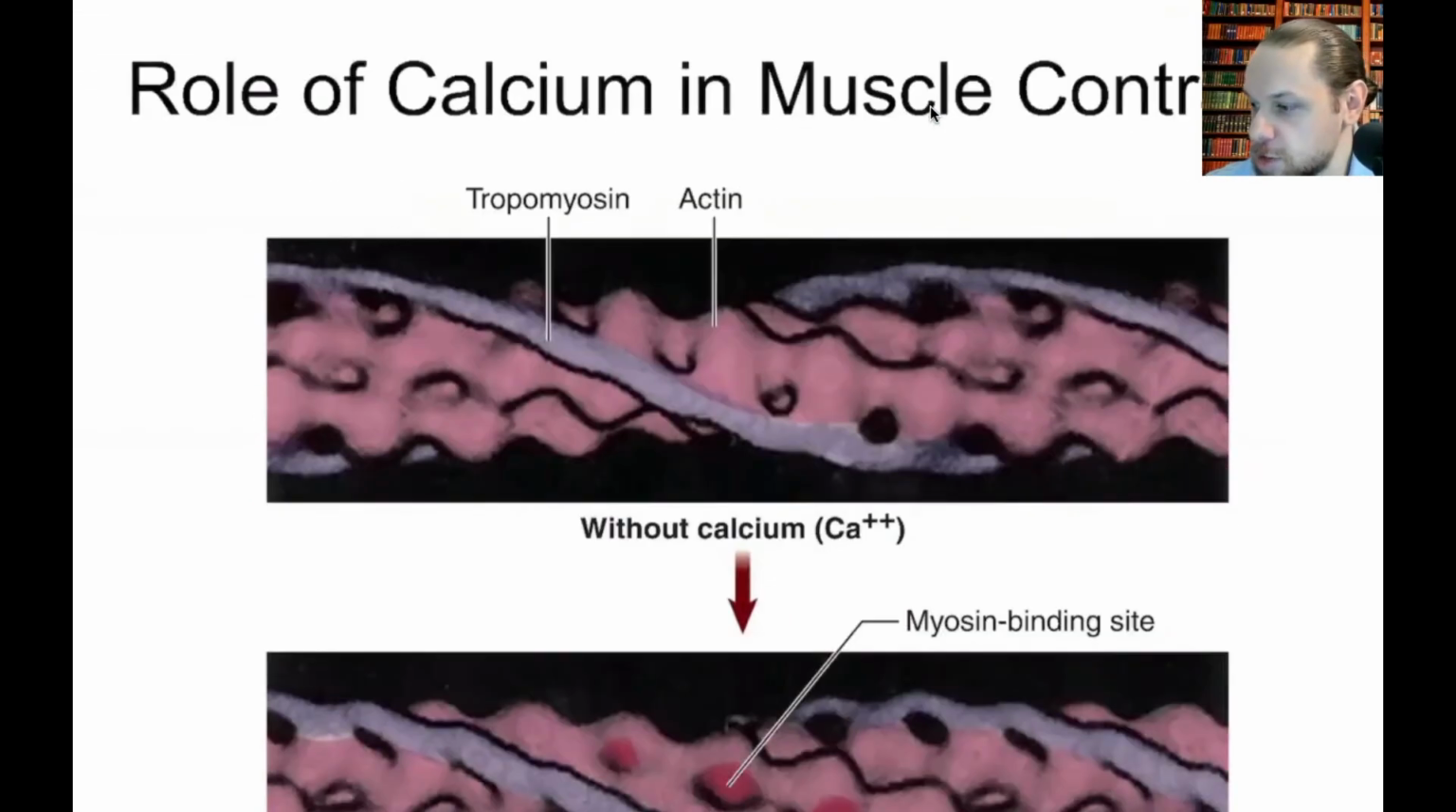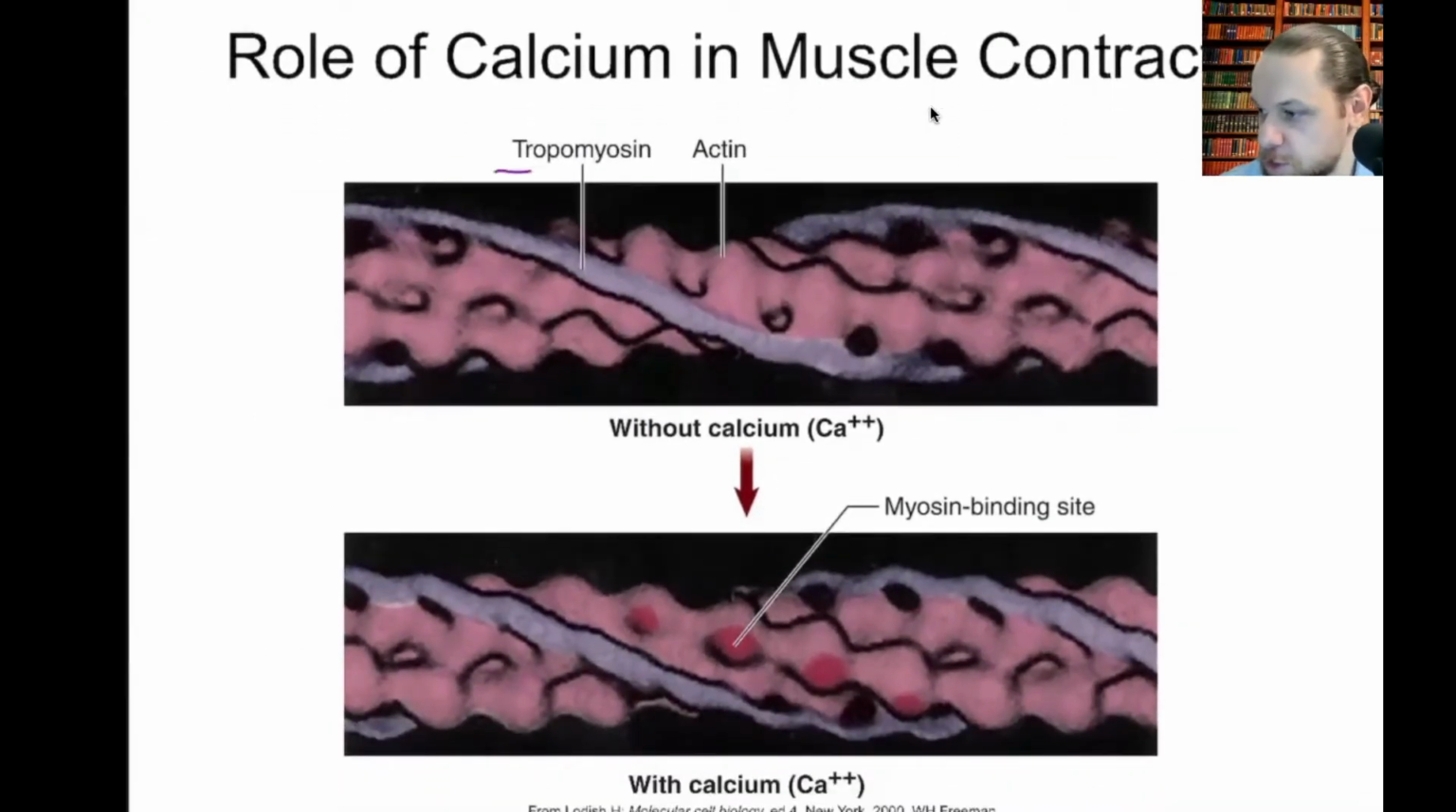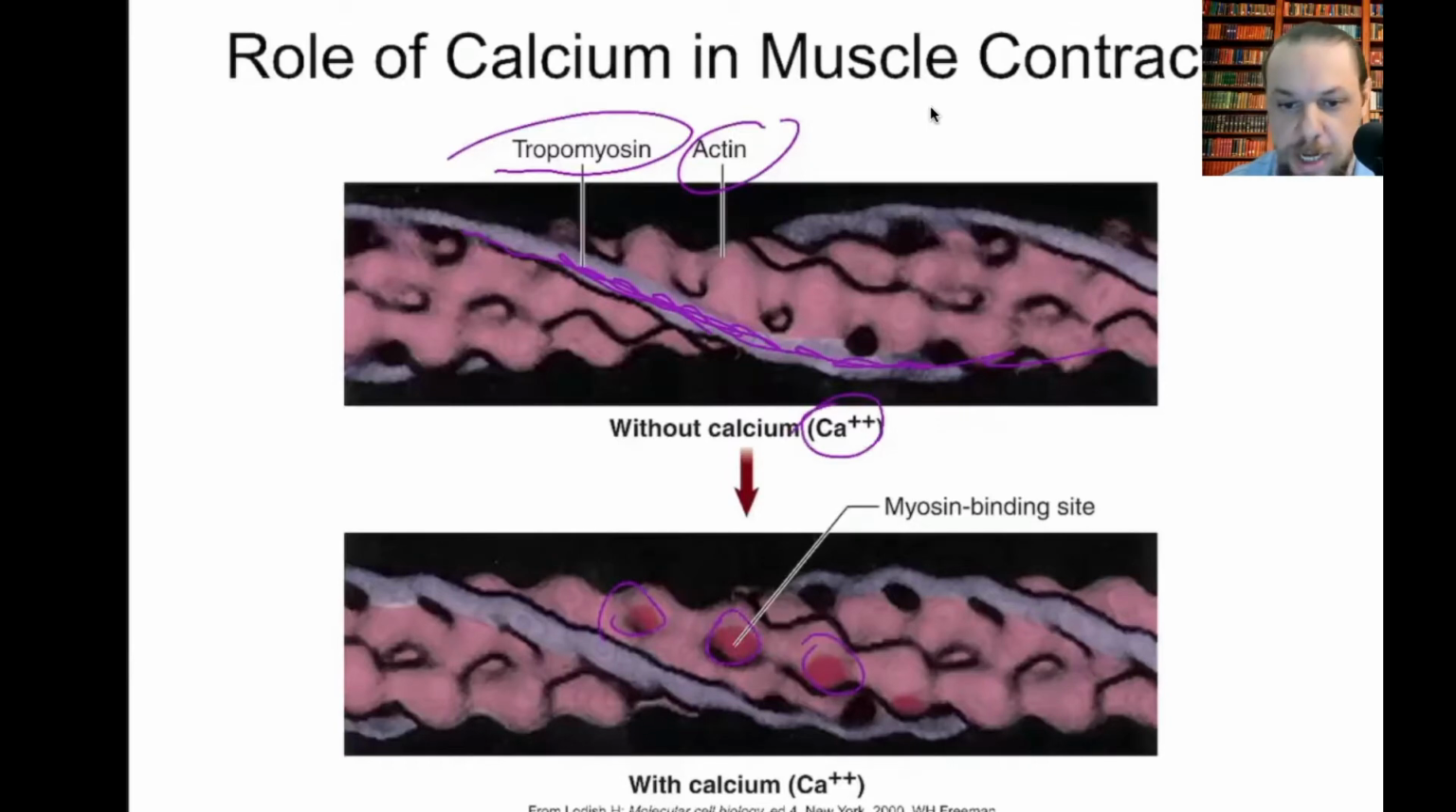This is actually a microscope picture. We see this is the tropomyosin, and this is the actin, the thin filament. This is without calcium, so it's blocking the docking site for the myosin. The moment calcium rushes in, you see how it opened up all these myosin docking sites. So the myosin head can now easily bind. So they say myosin can bind here.